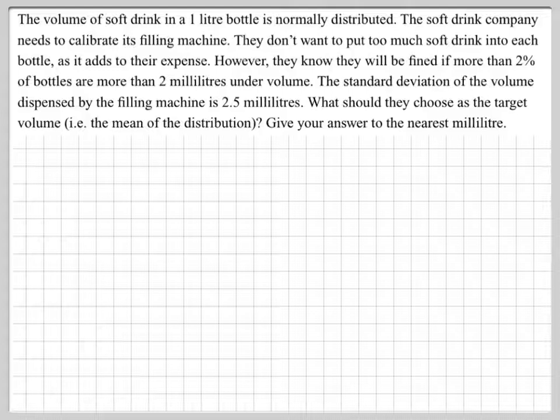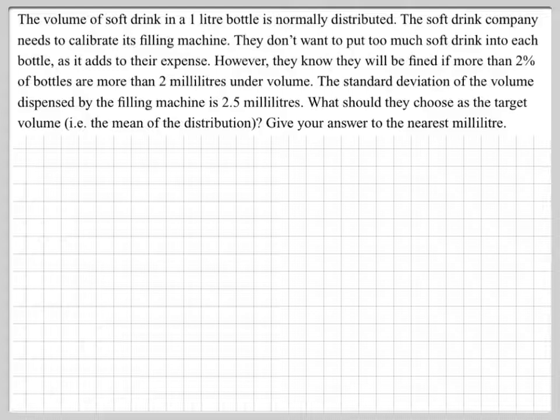Okay, the standard deviation of the volume dispensed by the filling machine is 2.5 millilitres. So they're telling us the standard deviation. What should they choose as the target volume? That is the mean of the distribution. Give your answer to the nearest millilitre. Well, they've given us sigma, they're asking us for mu. So I would say they only need to give us one reference point in that distribution, which they have given us, right? Because we only need one equation to solve for one variable.